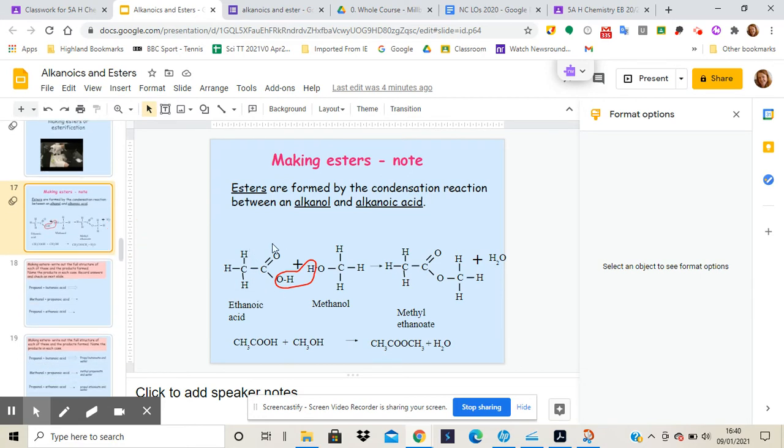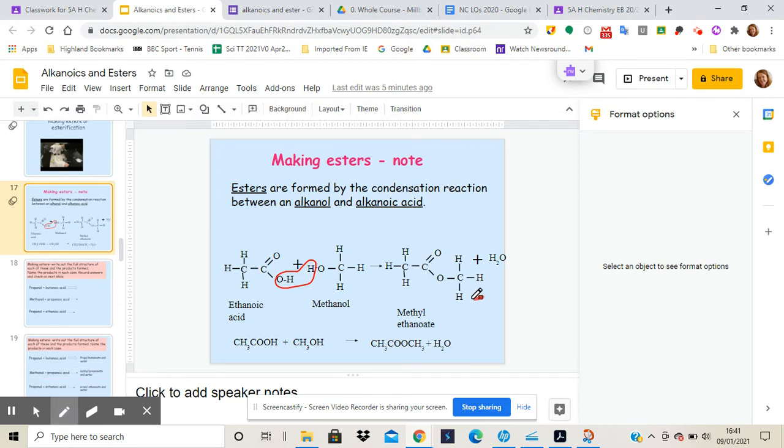Here, you always start with an alkanoic acid and alkanol. The hydrogen from the hydroxyl group of the alcohol gets taken away, as does the hydroxyl group of the carboxylic acid. That forms the water, and the rest get joined up. So you have the C, then the C double bond O, then an O in the molecule, and the rest of the alcohol part. That is your ester. That is called methyl.